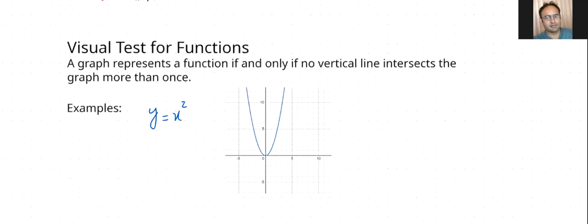For example, y is equal to x squared is a function, and this is its graph. How can we apply the vertical line test to check whether this is a function? We have to draw a vertical line. Each vertical line, including this one, intersects the graph at a single point. You can draw any vertical line at any point, and it will intersect the graph at a single point. So this is a function. If a vertical line intersects the graph at more than one point, then it is not a function.